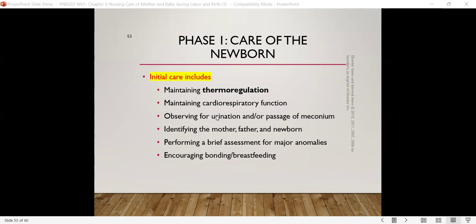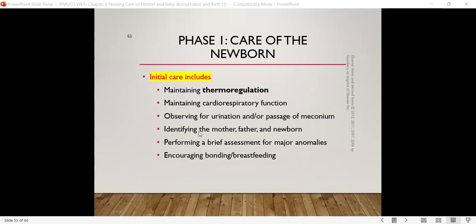You want to observe when the baby urinates. A lot of young male babies, when they come out, will urinate very quickly. And you have to make sure that they do urinate in that first 24 hours. And you want to make sure that you see the passage of meconium. Meconium, remember, is the first bowel movement the baby will have.